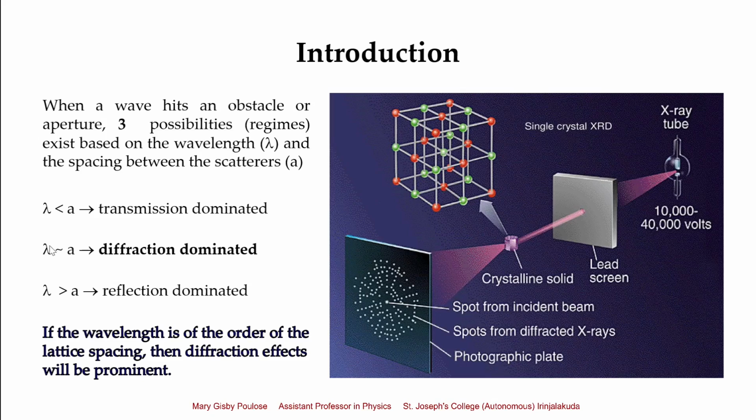So here we understand that if the wavelength of light is of the order of the lattice spacing in the crystal, then diffraction effects will be prominent. Since crystals have a lattice spacing of the order of angstroms, we take the EM wave of angstrom wavelength, that is X-rays, for diffraction to take place through the crystal and hence to get a diffraction pattern from it.